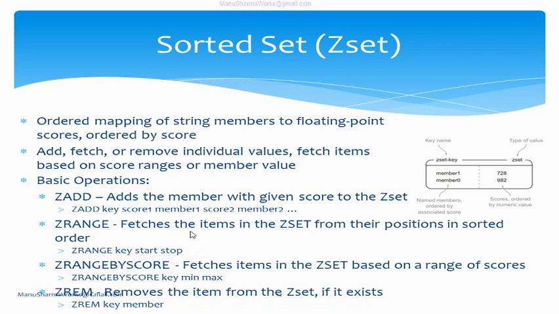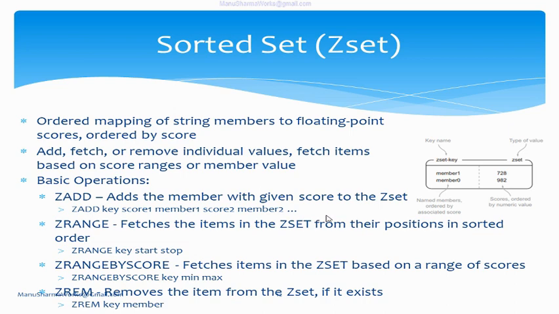Now if I want to fetch by the score, then you can specify ZRANGEBYSCORE key minimum value and maximum value. So if I specify ZRANGEBYSCORE key with minimum value 0 to 800, it will return only member 1.